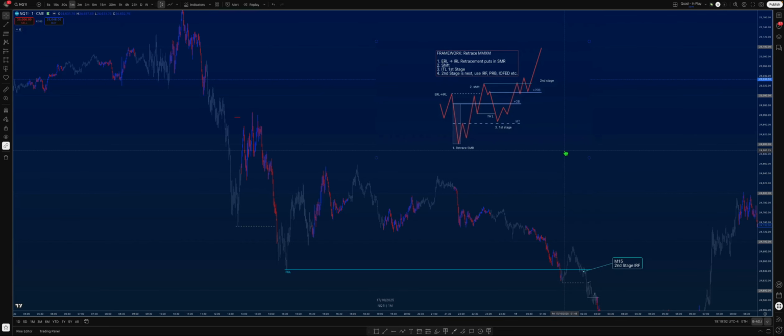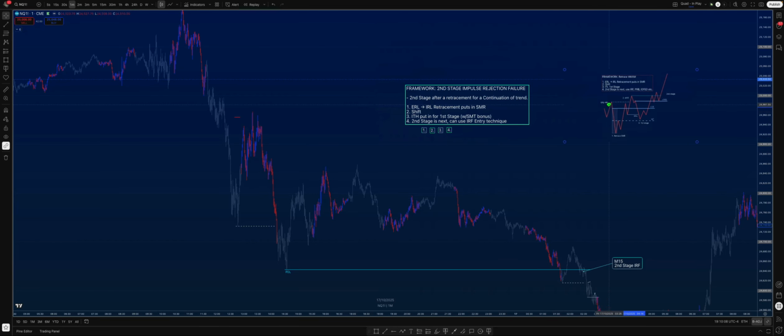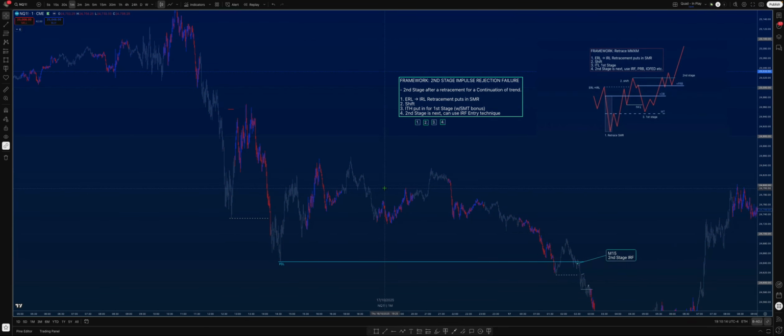These are ideas that I've been looking at for a while and have a basic framework around, but while I was backtesting it today and looking for more examples, it started jumping out to me more than ever. As you can see, I've got both these diagrams up. It's the second stage impulse rejection failure is the entry model, which is this entry over here. And this is an entry technique that forms within this framework.